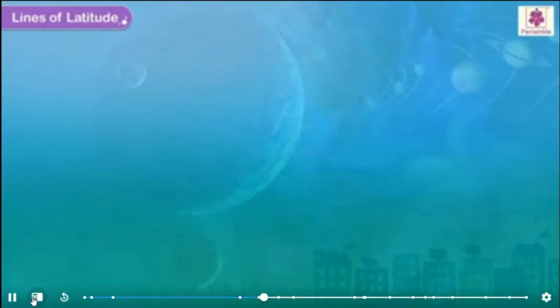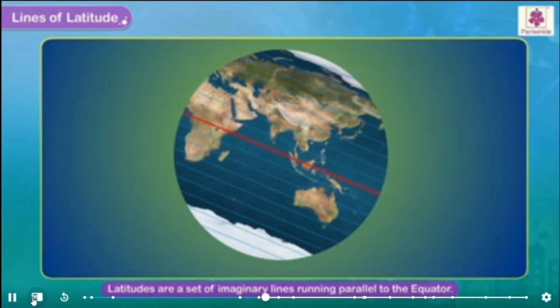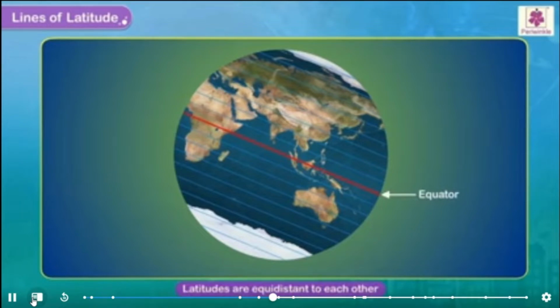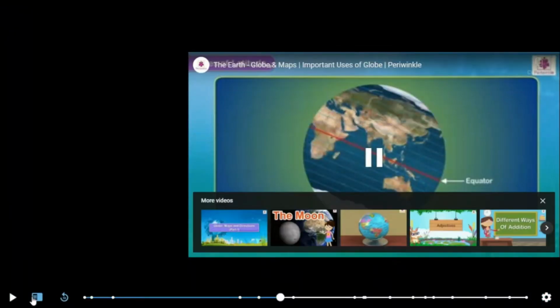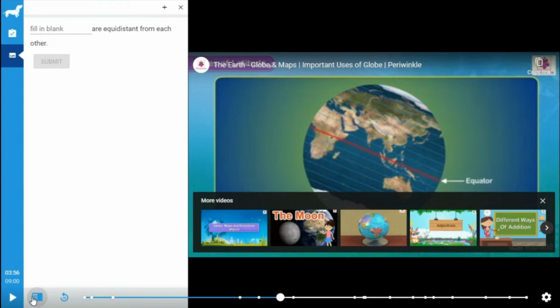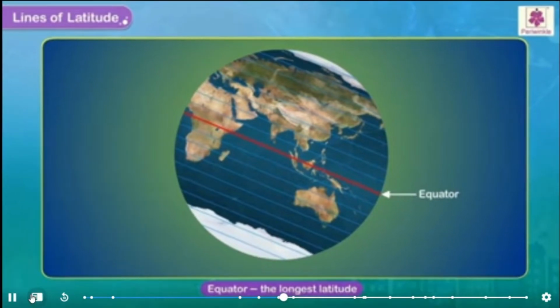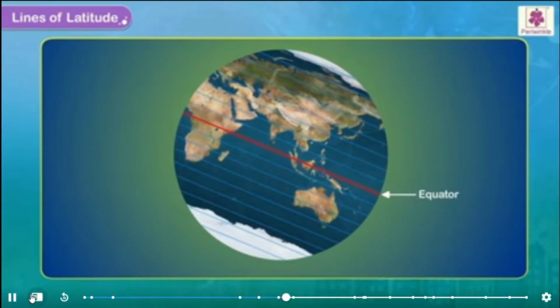Lines of latitude. Latitudes are a set of imaginary lines running parallel to the equator. The distance between the latitudes is the same. They are also called parallels of latitude. The equator is the longest latitude. Latitudes lie between the equator and the two poles.